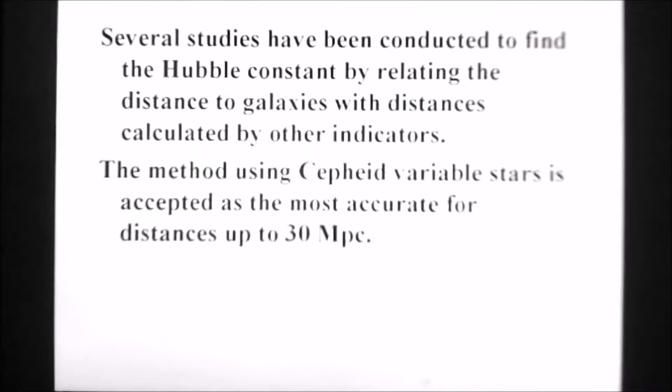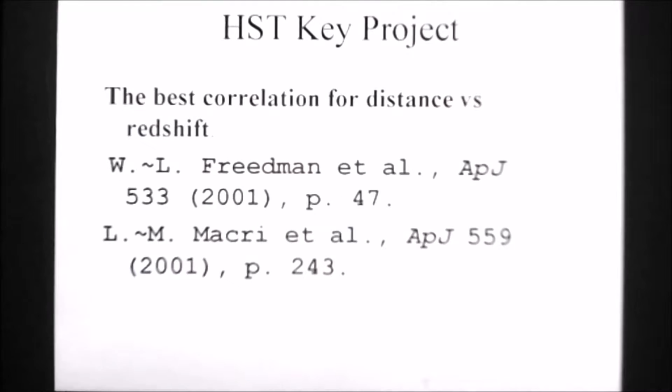Several studies have been conducted to find the Hubble constant by relating the distance to galaxy with distance calculated by other indicators. The method using Cepheid variable stars is accepted as the most accurate for distances up to about 30 megaparsecs. The Hubble Space Telescope Key project provides the best correlation for distance versus redshift. Wendy Friedman and her team conducted the HST Key project.